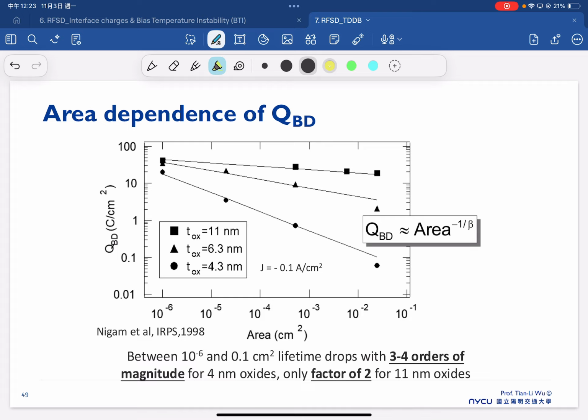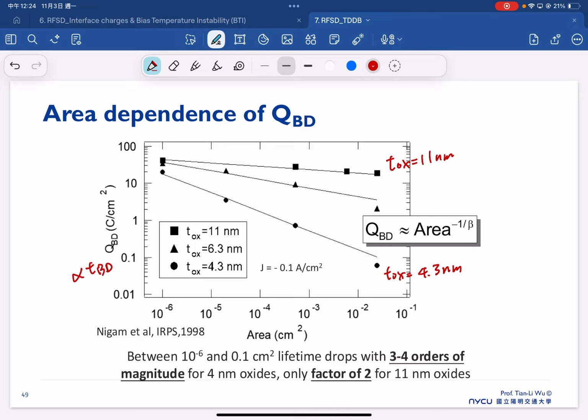So this is area dependency. Last time, on the previous slide, we also talked about the area dependency. And if you look at the area dependency of the charge to breakdown, this is a case of Tx equal to 11 nanometer. This is Tx equal to 4.3 nanometer here. So therefore, the QBD is proportional to the TBD here.